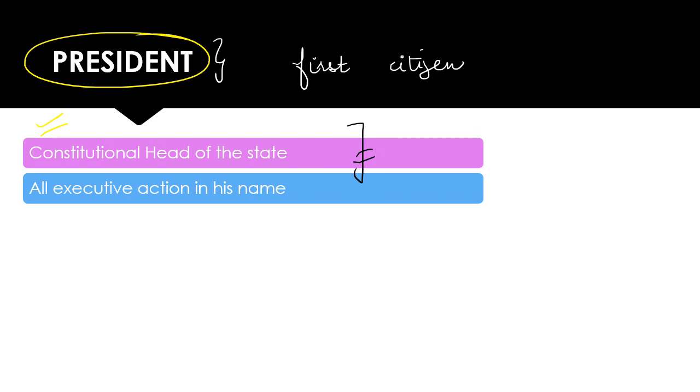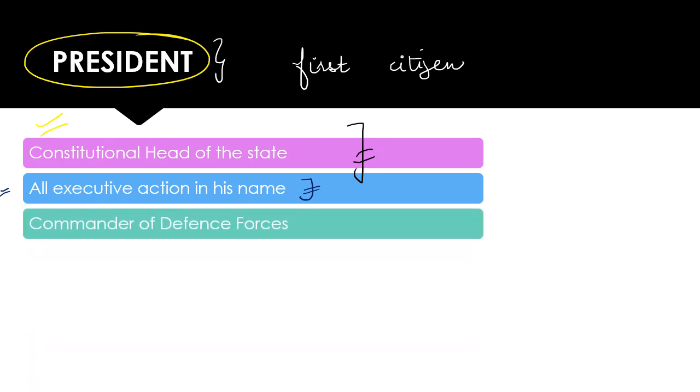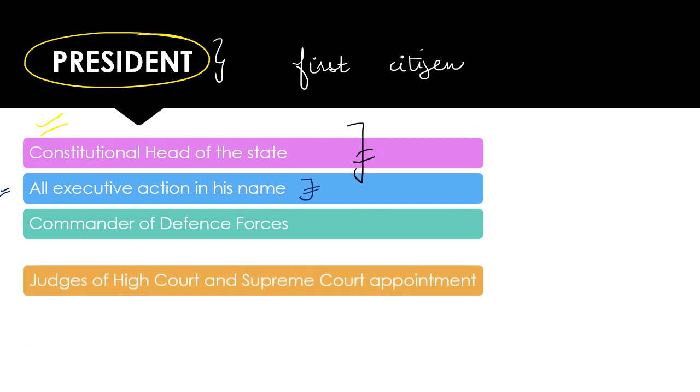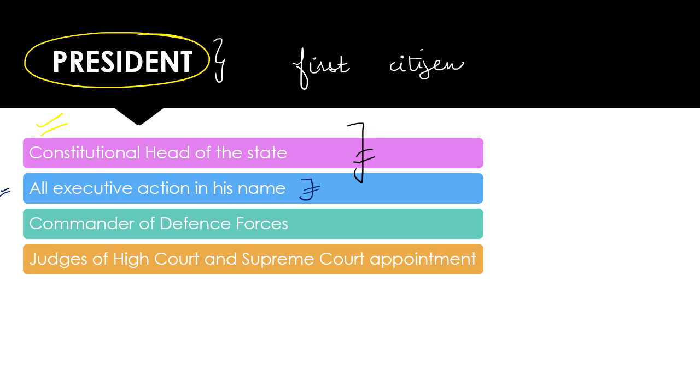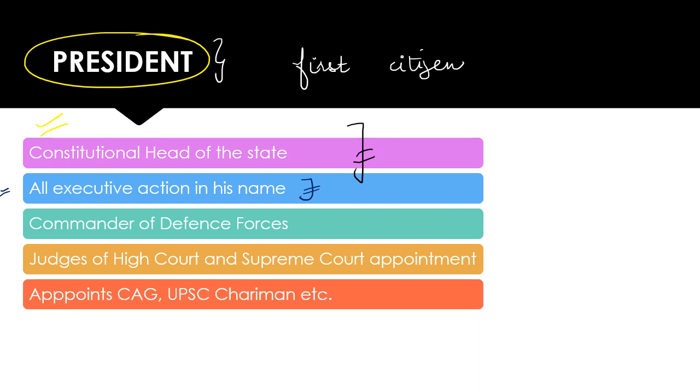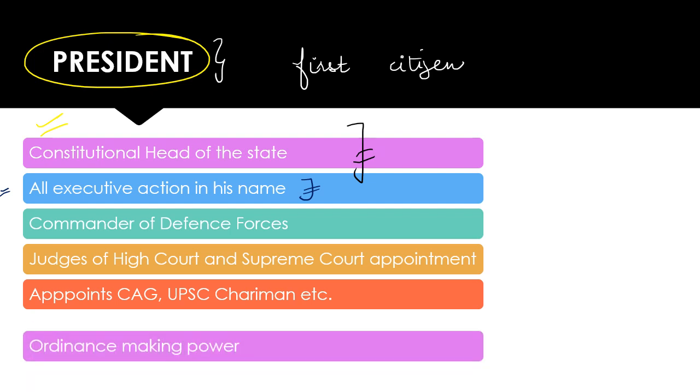The President is also the executive head of the state. Therefore, all of the executive action happens in his name. He is also the commander of the defense forces. So he is the chief of the army, air force and the navy. The judges of the Supreme Court and the High Court are also appointed by the President. He also appoints other important officials like the Comptroller and Auditor General, the CAG. He also appoints the chairman of the UPSC and other important constitutional positions.